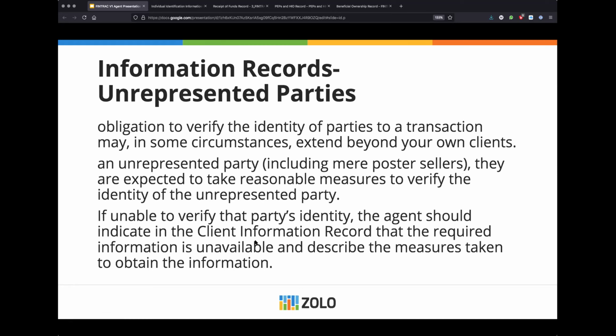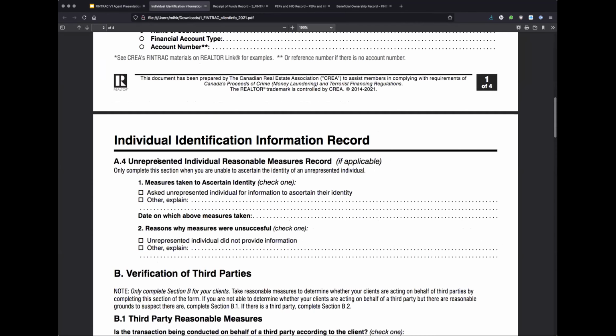So to be absolutely clear, if you are the cooperating agent, if you are the buyer agent in a mere posting listing, you are required to collect information on your client, the person you are representing, the buyer. But in this example, you are also required to ask the seller for information about who they are in terms of ID and record it under the unrepresented individual record, reasonable measures record.